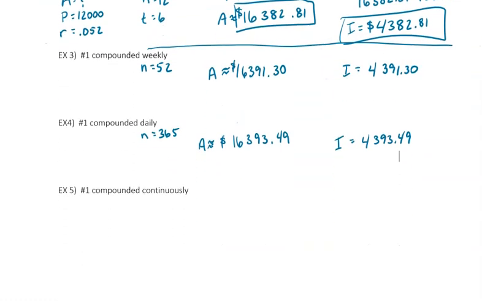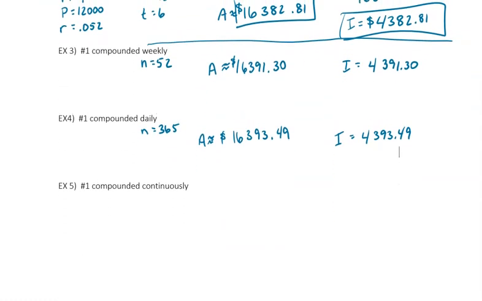All right, now if we go on to number 5, this one is going to be a little different because we're going to have to use a different formula. So as soon as you see that word continuously, that means we are now going to be using the A equals PE to the RT. We're using this formula now. All right, so no n is necessary for this formula. So we just need those other 4 variables, which again, we're using the same values as we have been. And we're just going to plug them into this formula now.